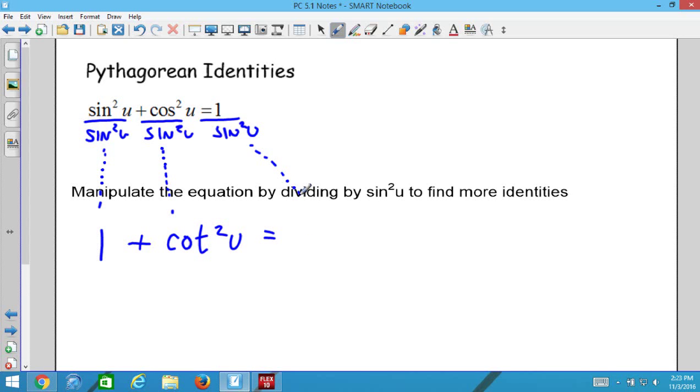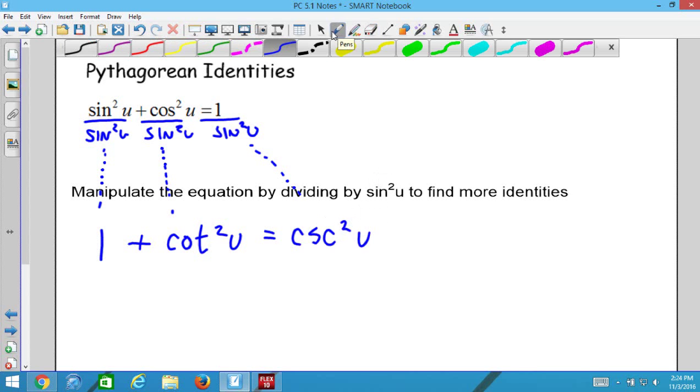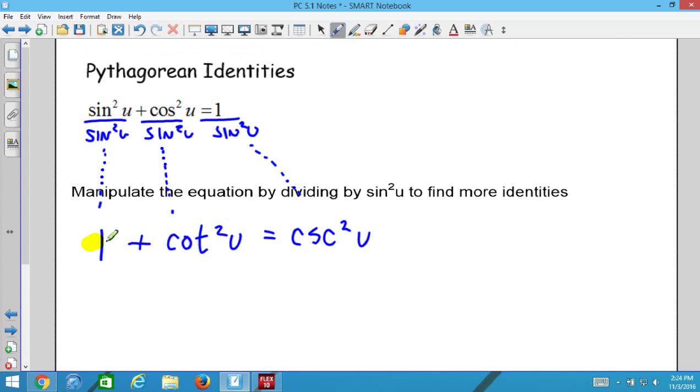And then 1 over sine u. Oh, by the way, the middle one was a quotient identity. 1 over sine squared u is a reciprocal identity. So what is 1 over sine squared u? From the first page. Cosecant? Cosecant squared u. See how we did that? We took the original question, we manipulated it. It looks completely different, but it is equivalent to the original. This is another Pythagorean identity. That's number 4.